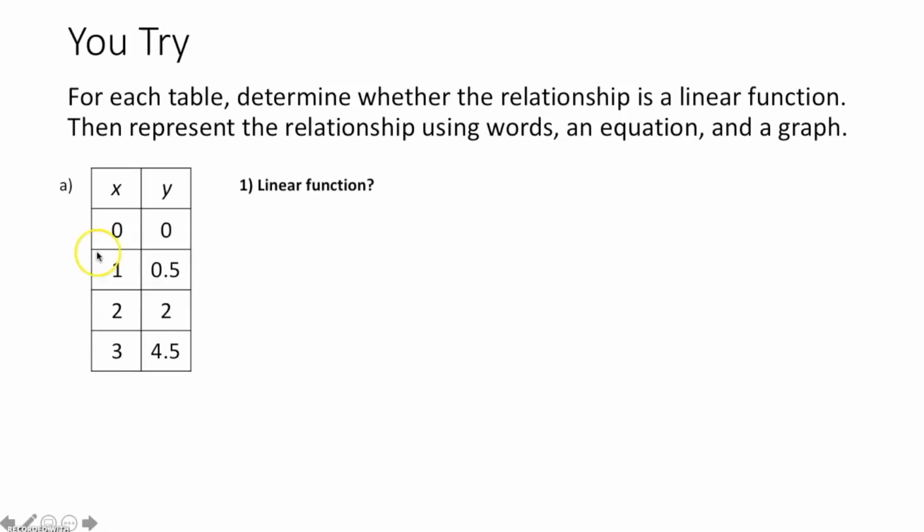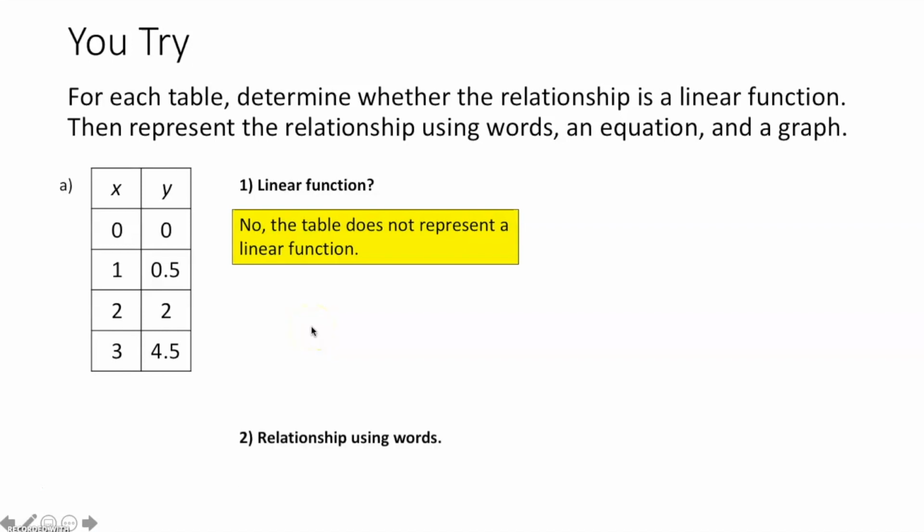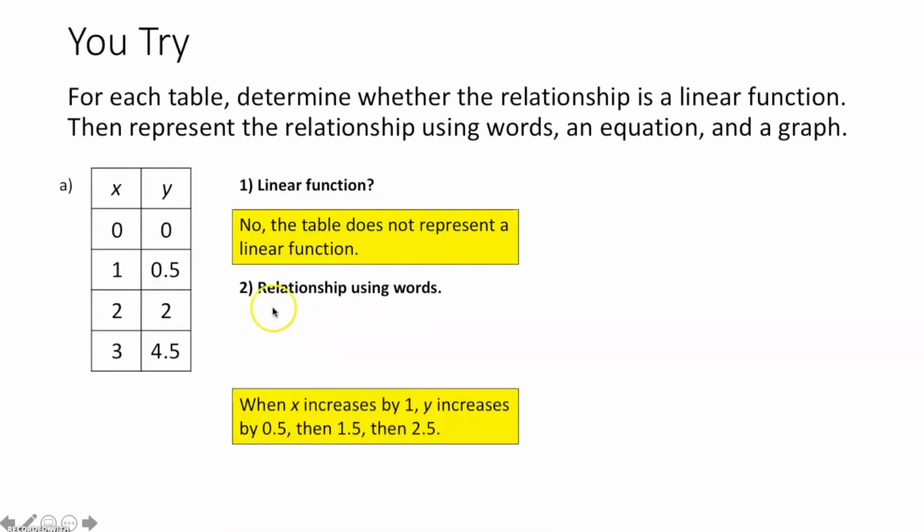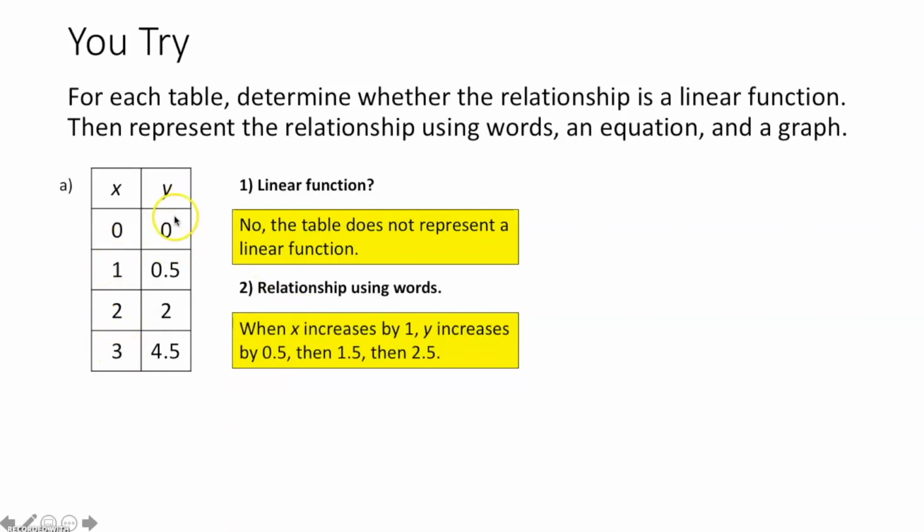Okay, doing the same thing. First, is it a function? Well, we have no x values that repeat, so yes, it's a function. Is it linear? Well, as x is increasing by 1 each time, y increases by 0.5, then 1.5, then 2.5. So no, it is a non-linear function. Next, relationship using words. As x increases by 1 each time, y increases by 0.5, 1.5, and 2.5.